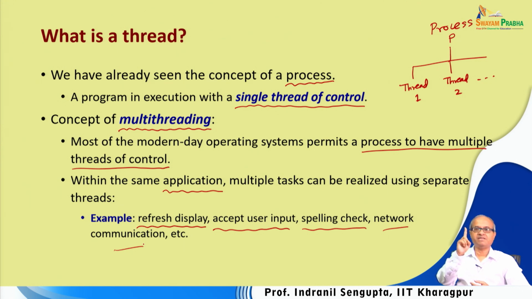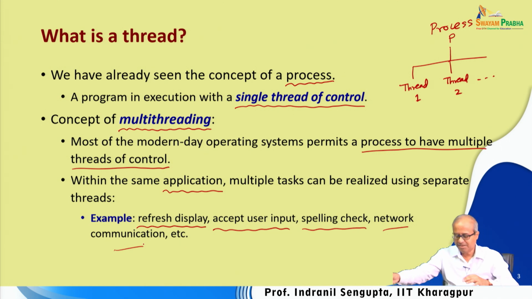Only after you have finished typing, the spelling check program will start checking. So, if there is a single thread of control, a single process, then you can do only one thing at a given time. But if there are multiple threads, each thread can be given a specific responsibility. While you are typing, that is one thread, another thread can be refreshing your display, another thread can be checking for spelling and so on. So, a multi-threaded application usually leads to better user experience, that means your user responsiveness improves.